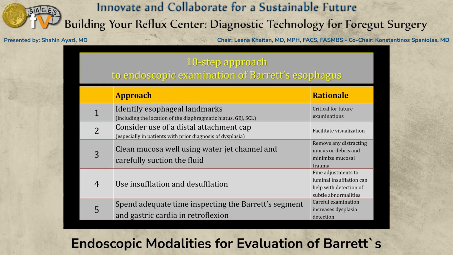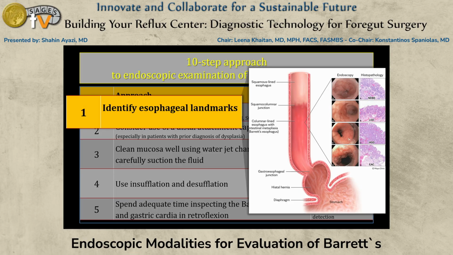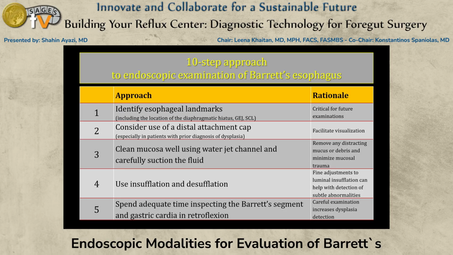The most recent guidelines currently available are the ACG guidelines. Dr. Kolb has developed a 10-step approach to endoscopic evaluation that has made it into these guidelines. It's a very useful algorithm to follow. Basically, we need to identify esophageal landmarks, and this includes the squamous-lined esophagus, squamocolumnar junction, GE junction, and hiatal hernia. This is important because it helps us with future examinations.